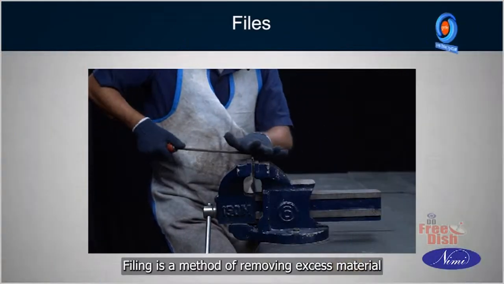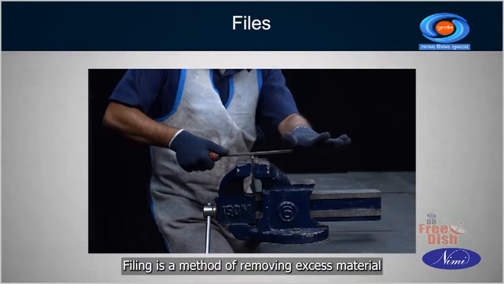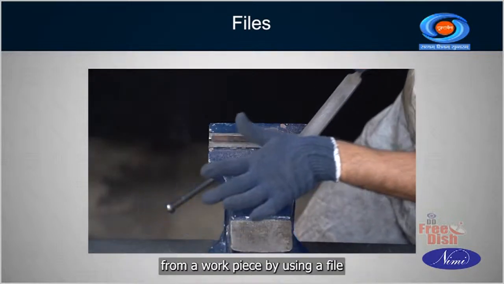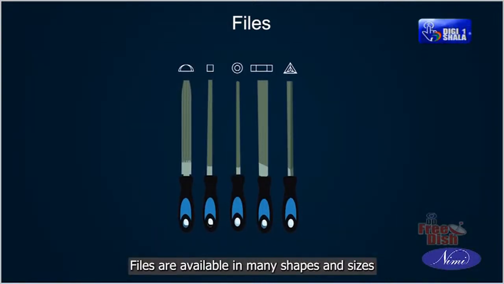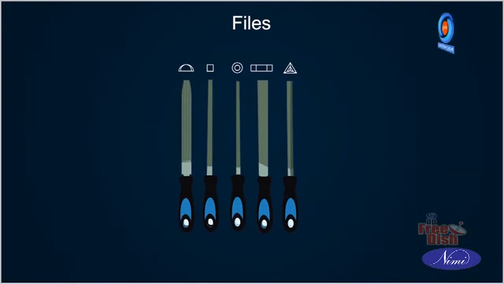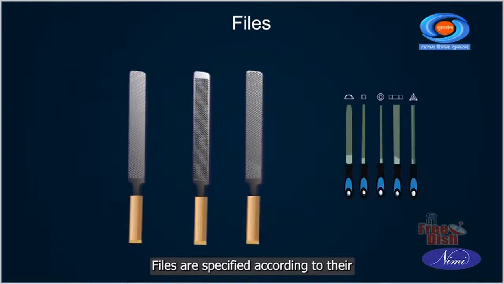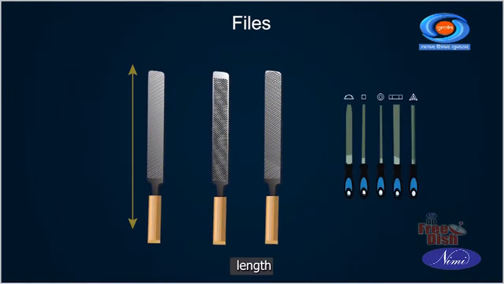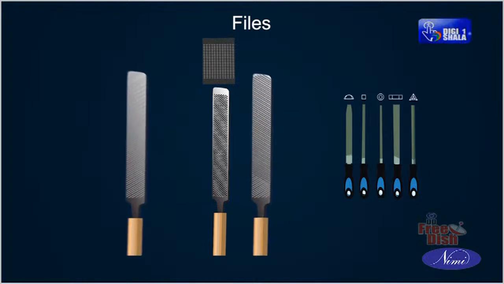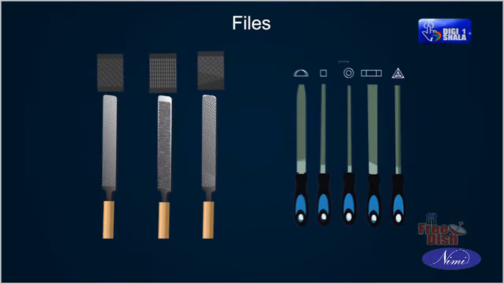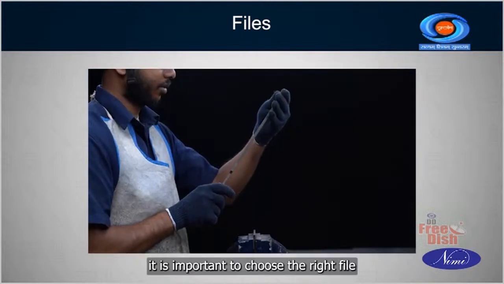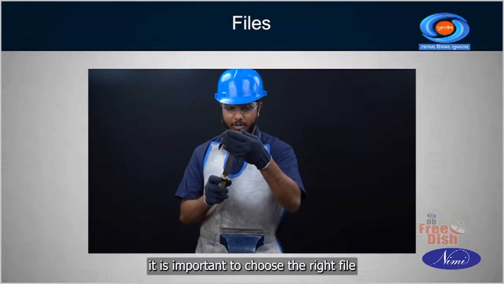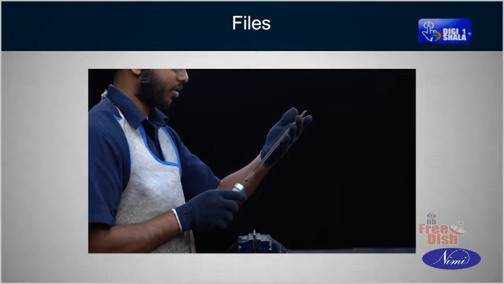Filing is a method of removing excess material from a workpiece by using a file. Files are available in many shapes and sizes. Files are specified according to their length, grade, cut, and shape. Before using a file, it is important to choose the right file for the job.